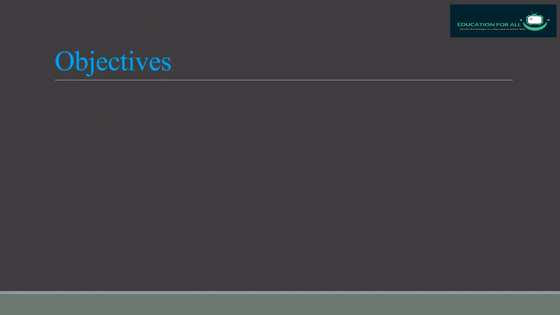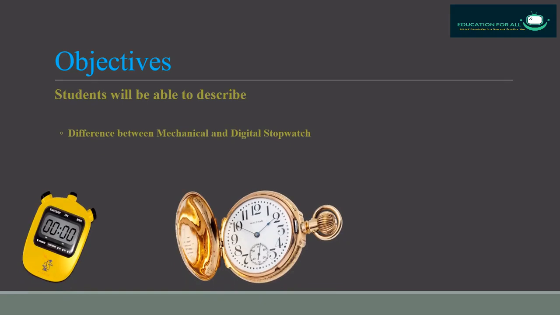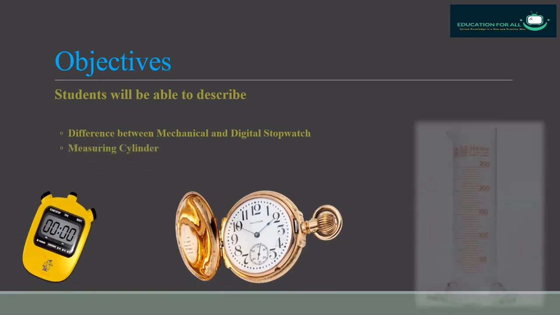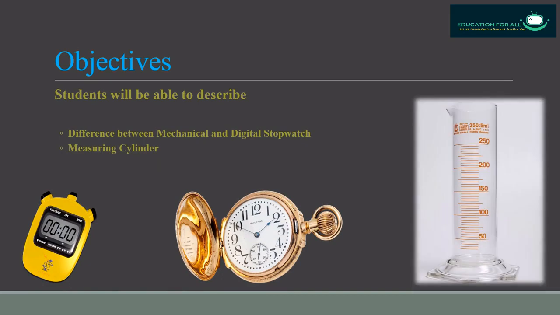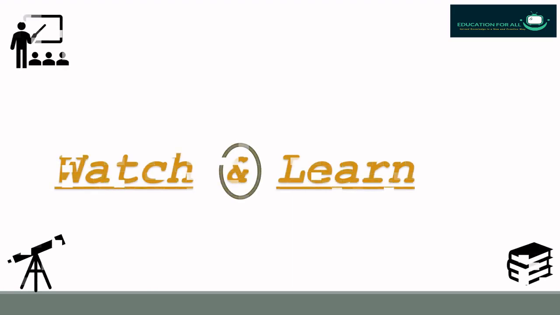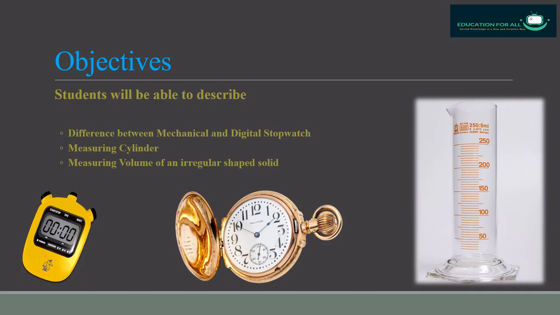People will be able to describe the mechanical and digital stopwatch. We will discuss the differences between mechanical and digital stopwatches, and then we will discuss the measuring cylinder and how we can measure the volume of an irregular solid shape by using a measuring cylinder. In this session, we will discuss all these things in a very minute way.